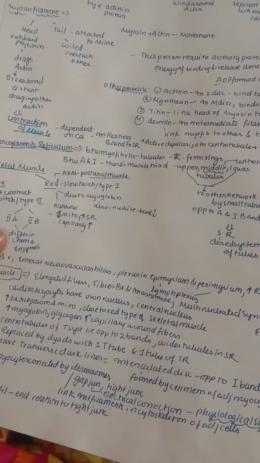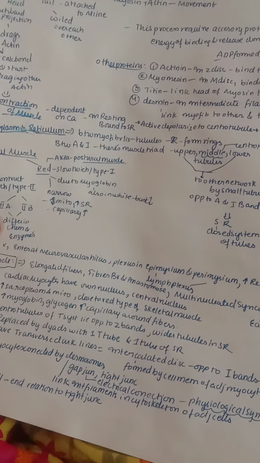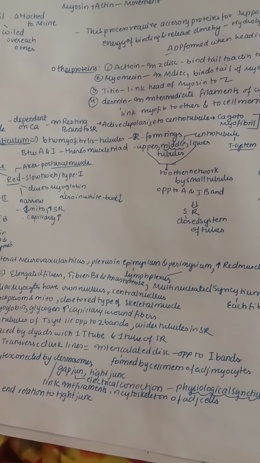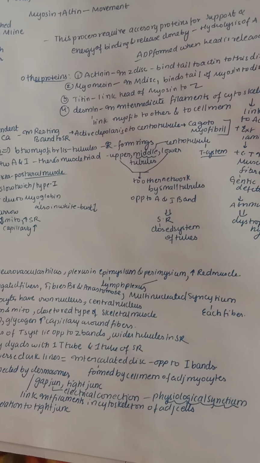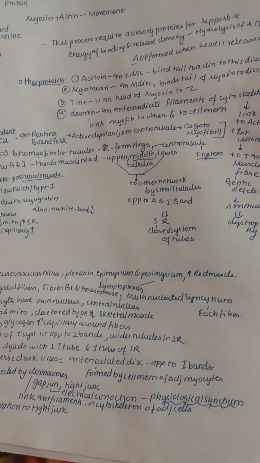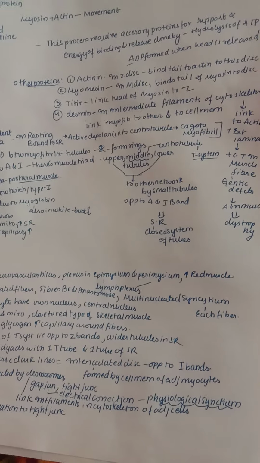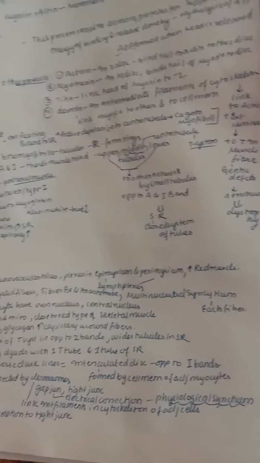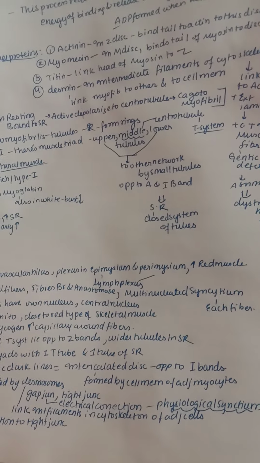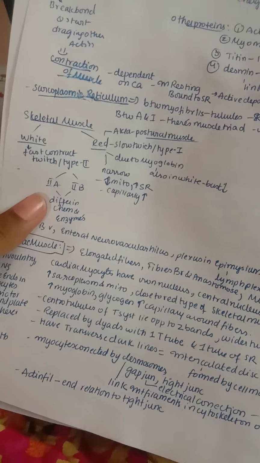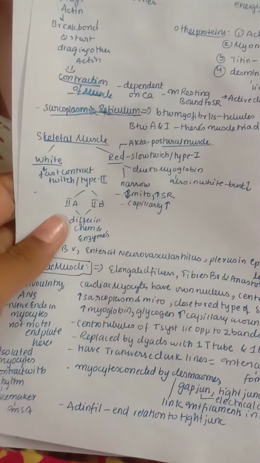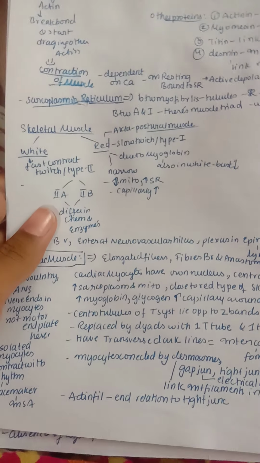So between A and I, there are muscle triads, that is upper, middle and lower. The middle one is the centrotubule, also known as the T system. The upper and lower together form a network of small tubules which are mainly present opposite to both the A and I bands, and they are known as the closed system of tubes. This is the sarcoplasmic reticulum.